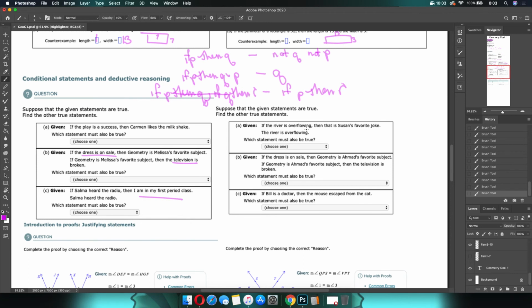Next one, river is overflowing, Susan's favorite joke. Okay, then they're told river is overflowing. So P got repeated twice. That means that's the middle one. What's our answer? Q, which is Susan's favorite joke.